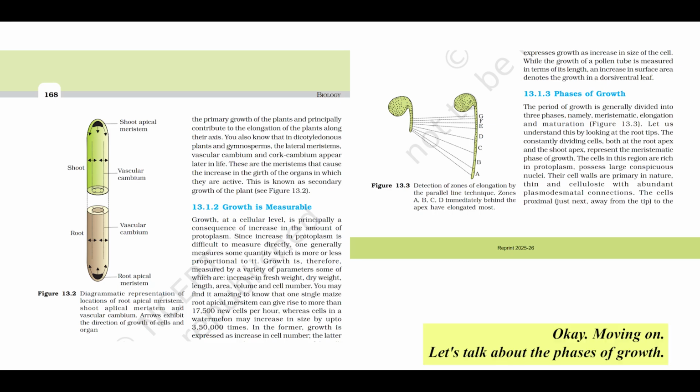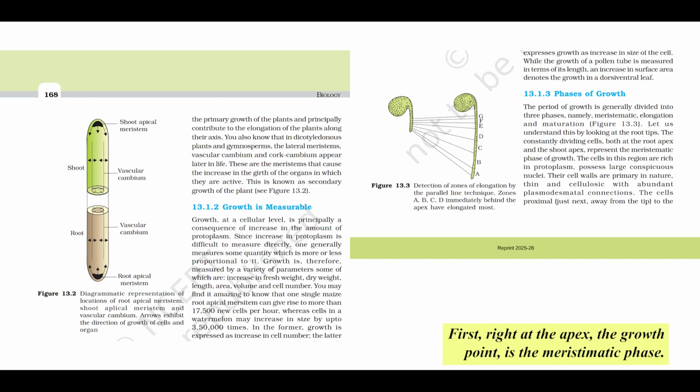Okay, moving on. Let's talk about the phases of growth. A plant cell or organ doesn't just grow uniformly. It goes through distinct stages. We generally divide this into 3 phases: meristematic, elongation, and maturation. Meristematic, elongation, maturation. Okay. The easiest way to visualize this is using a root tip, like in figure 13.3 of your text. Imagine tracking a cell's journey from the very tip upwards.